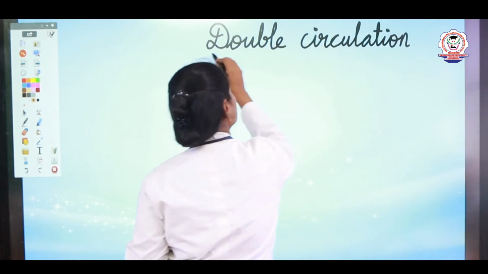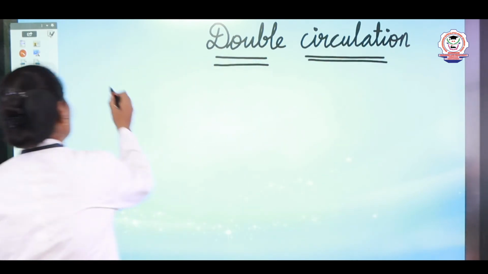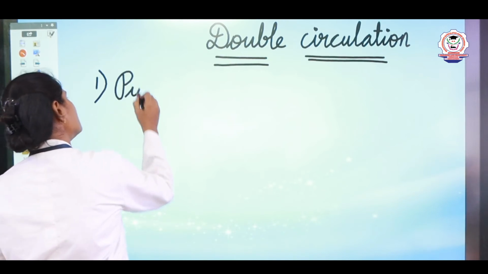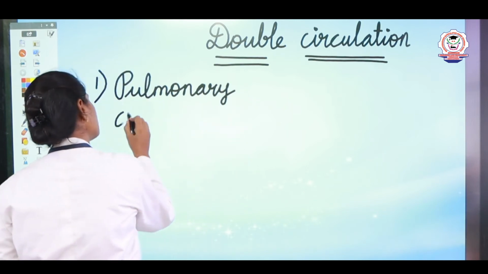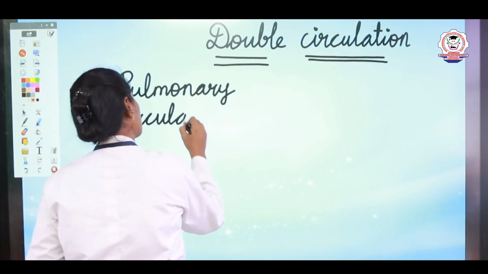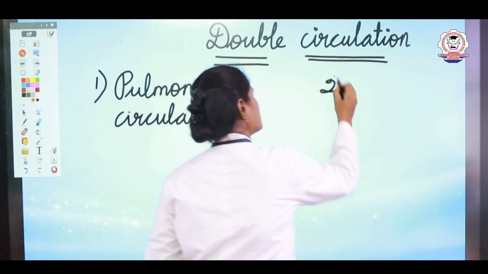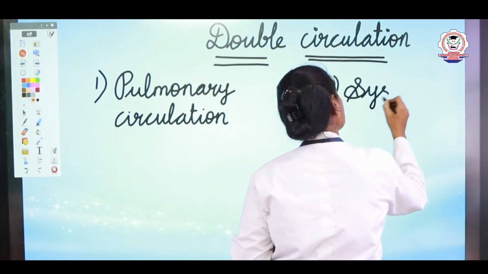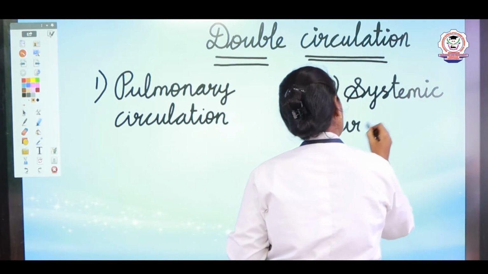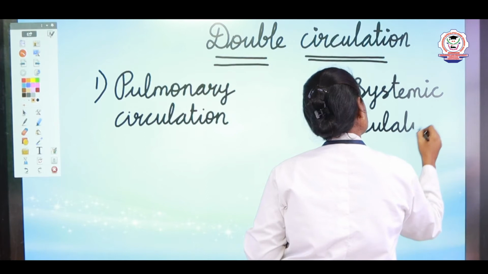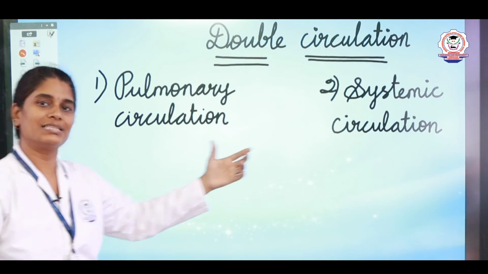Double circulation is nothing but which includes two circulations. One is pulmonary circulation. The other one is systemic circulation. So this is what the two circulations are that are happening.